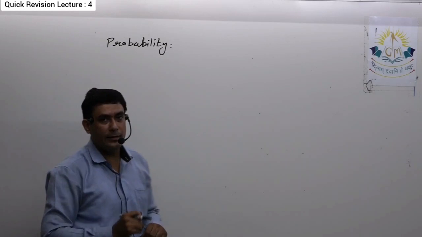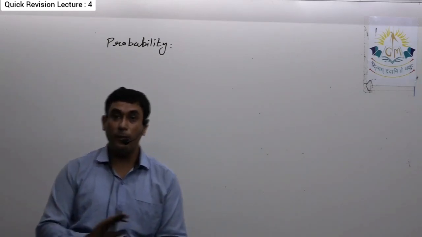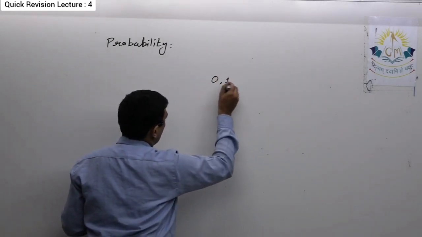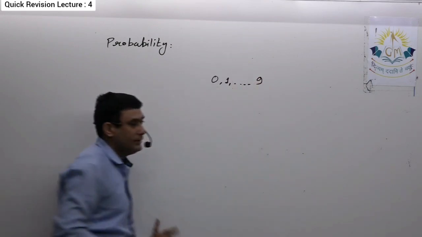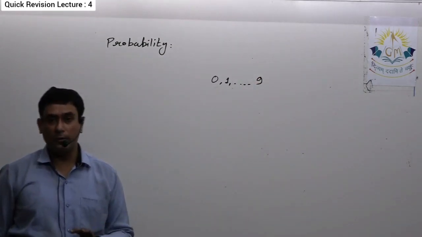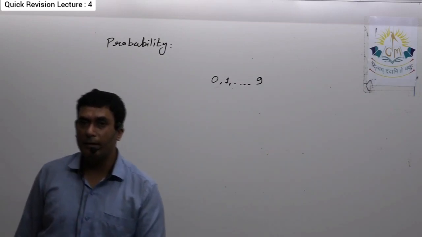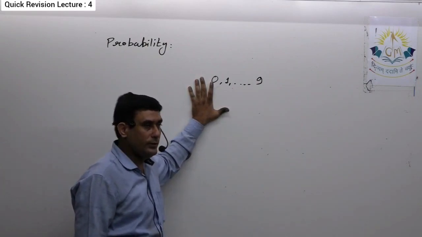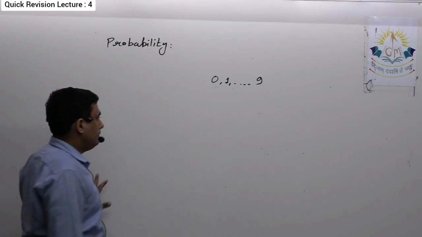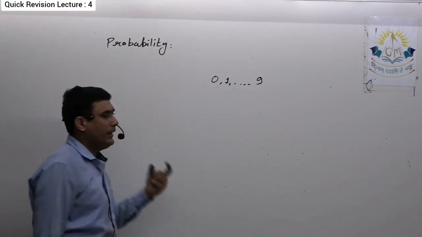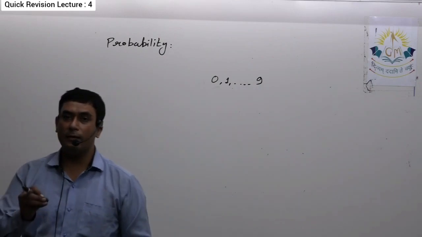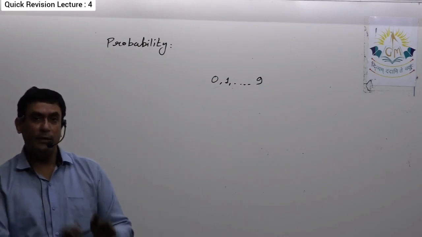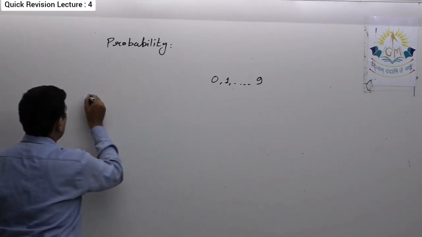If we select a number at random, what are the possible outcomes for the unit digit? We can get a unit digit of 0, we can get a unit digit of 1 up to 9, isn't it? These are the possible outcomes when we select a number at random. So the question might be asked in that way: find the probability that the selected number has unit digit as 3 or has unit digit less than 3. So let us see some questions related to this.